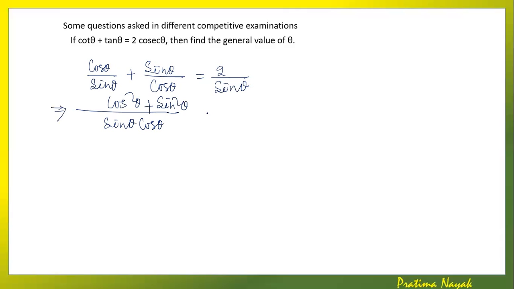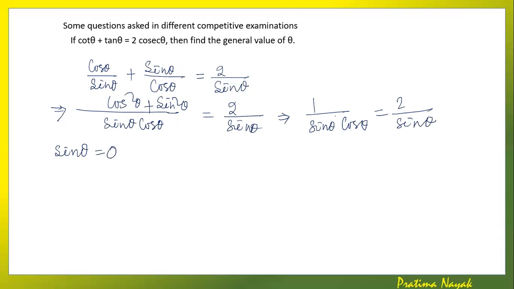Is equal to 2 by sin theta. So you are getting 1 by sin theta into cos theta is equal to 2 by sin theta. Now you must be tempted to cancel sin theta. Yes, but when you are cancelling, you are losing a solution: sin theta is equal to 0. So when sin theta is equal to 0, theta is equal to n pi.